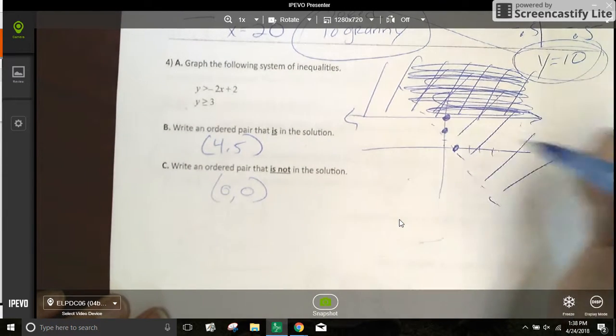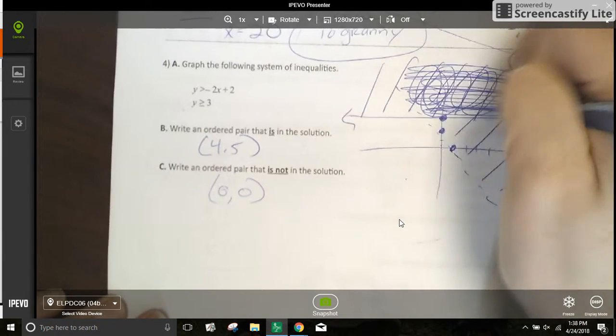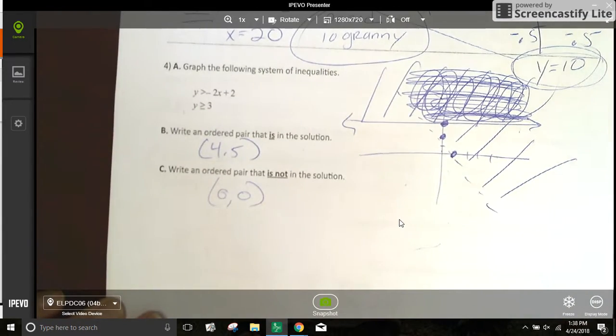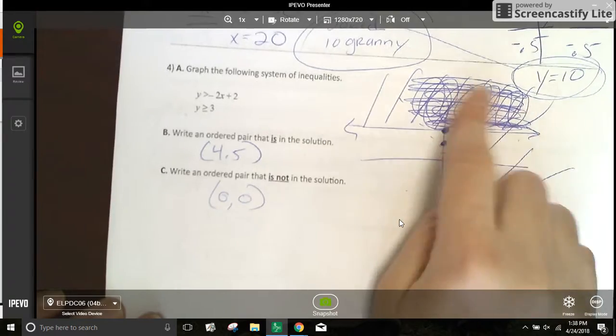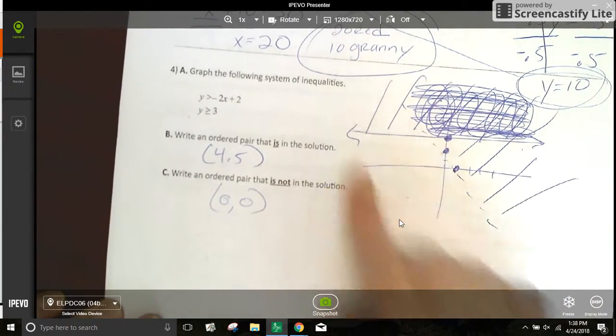They just want you to know that when you graph, the double shaded area is your solutions. All of them. You could pick any point in here. And then everything else is not.